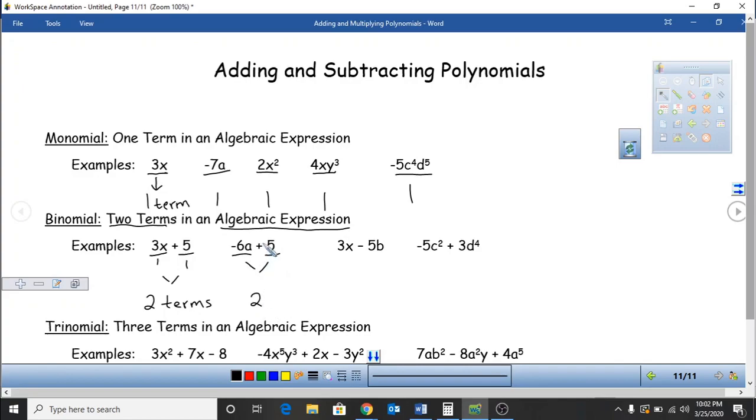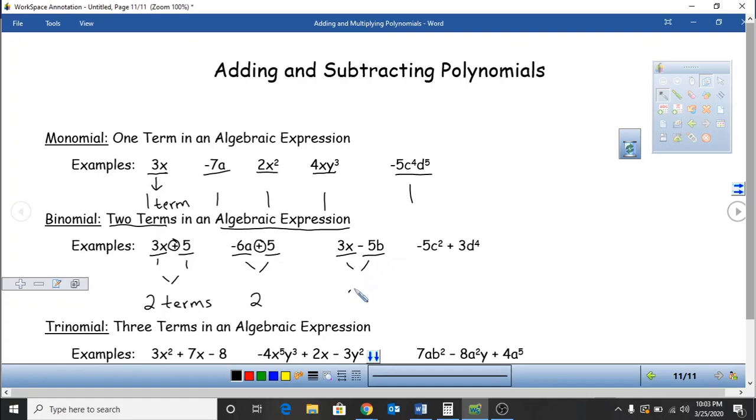Similarly here, negative 6a plus 5. Again, two terms, this will be a binomial. And again, the key is to look for these pluses and minus signs. They're going to separate the terms for you. So as long as you can locate them, you know where they are, and you can count how many terms you have, you can identify the monomial, binomial, trinomial.